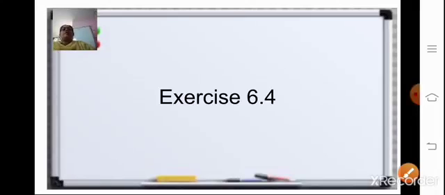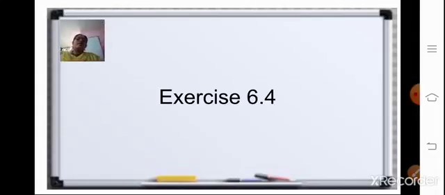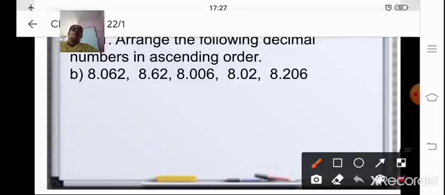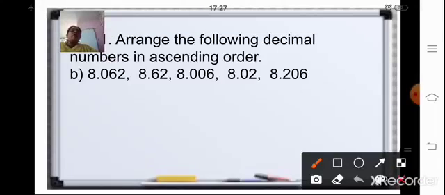Now, based on comparison of decimal numbers, here are exercise sums for you which you have to solve in your maths notebook. So exercise 6.4. Arrange the following decimal numbers in ascending order. We have to arrange the numbers in ascending order. So the first step is we will change the unlike decimals to like decimals. Okay. For that we'll first find out the maximum number of digits in the decimal part, that is 3 digits. So these 3-digit numbers will remain as they are. We'll change only 8.62 and 8.02 to like decimal numbers.